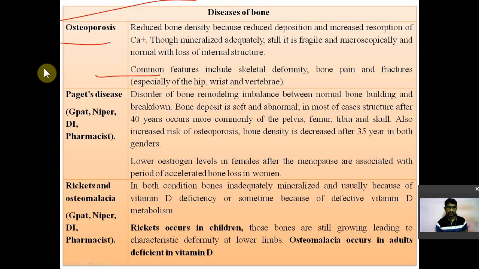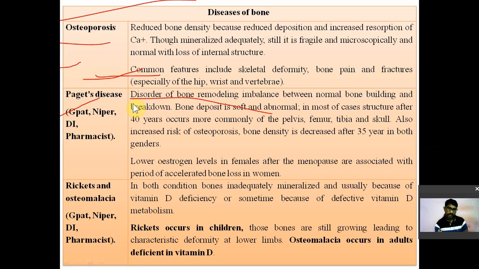Frequently fractures होंगे इसको, अगर जिसको भी osteoporosis हो गया उसको fractures जल्दी हो जाते हैं. Then next one is Paget's disease. Paget's disease is the disorder of bone remodeling, imbalance between normal bone building and breakdown. Paget's disease is because of the imbalance between bone remodeling, means imbalance between bone building and bone breakdown.